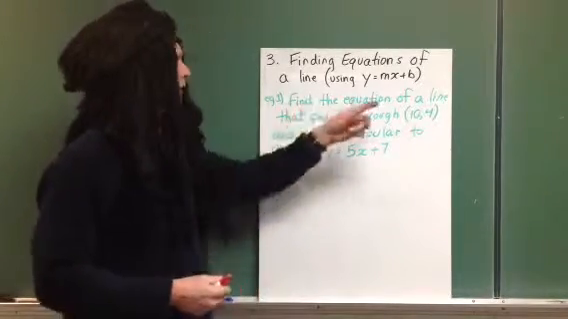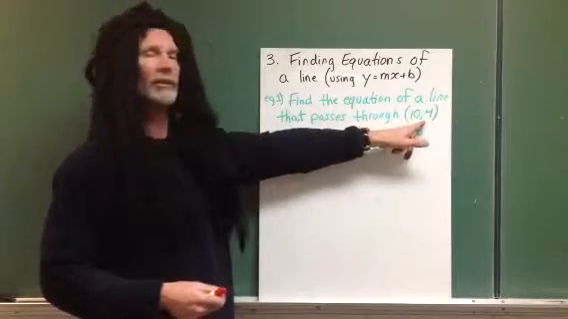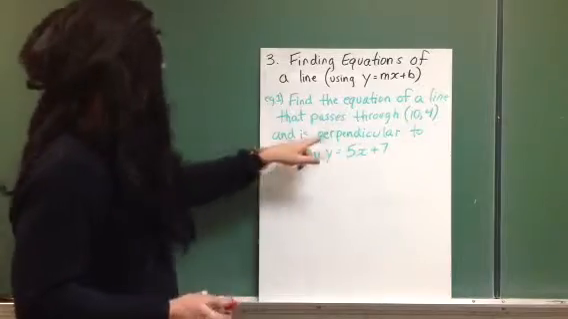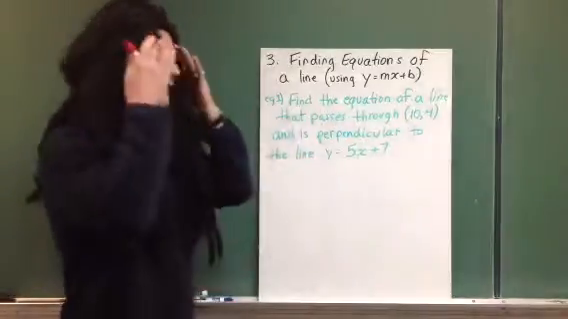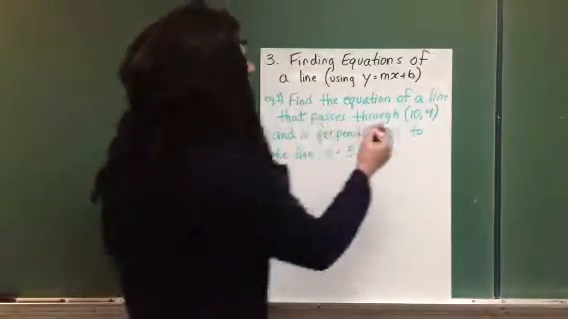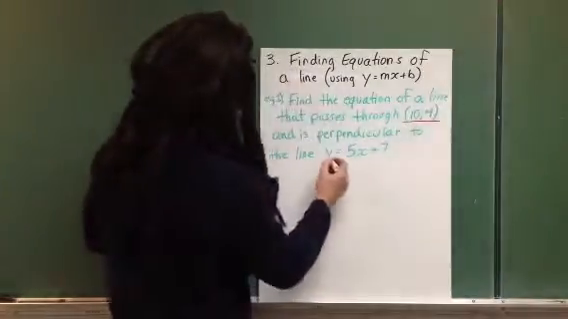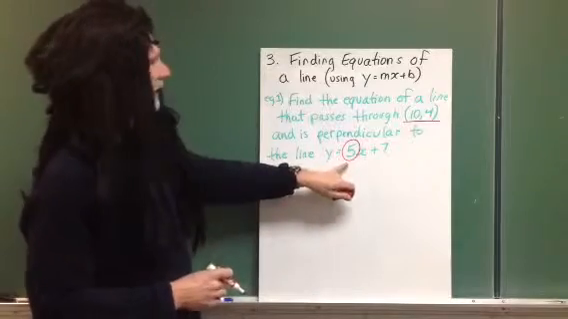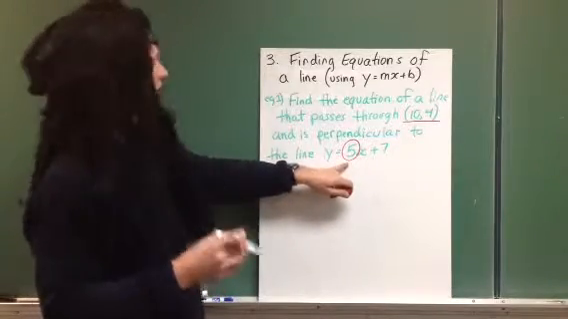First example says find the equation of a line that passes through the point with coordinates 10, 4, and is perpendicular to this line. Okay, well, we have 2 important pieces of information. This, and we know the slope is going to be perpendicular to that one, which is -1/5.